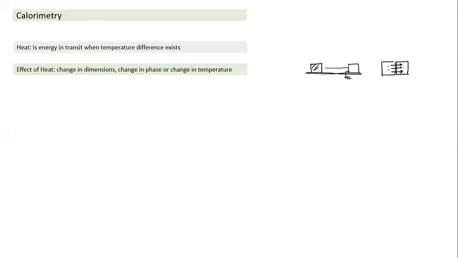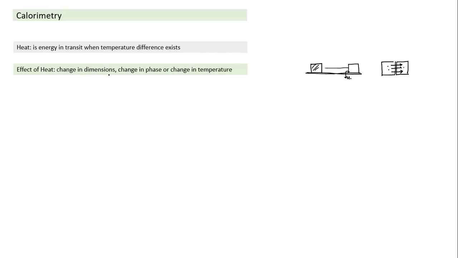And what is the effect of heat energy? If we give heat energy to an object or remove heat energy, what are the different physical effects it produces? One of the effects we have already studied. If we heat up an object, basically heating up means we are supplying heat energy. If we cool an object, we are taking away heat energy.